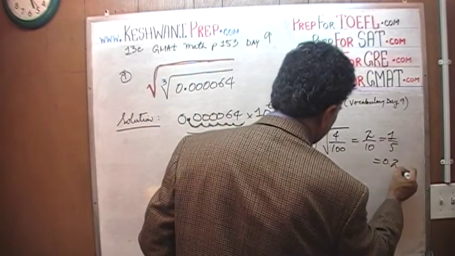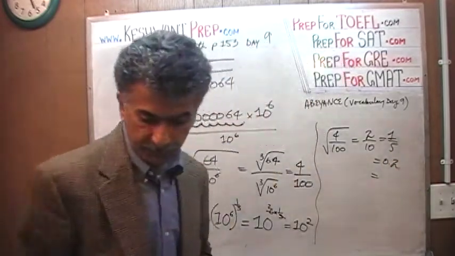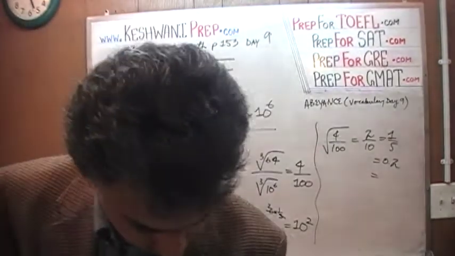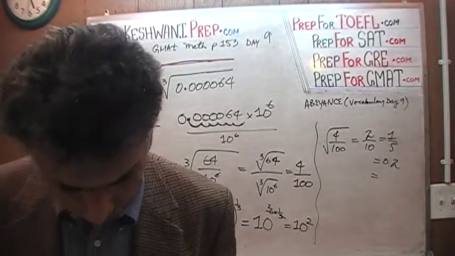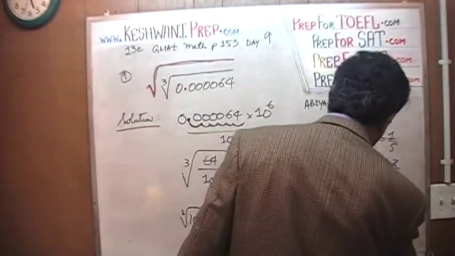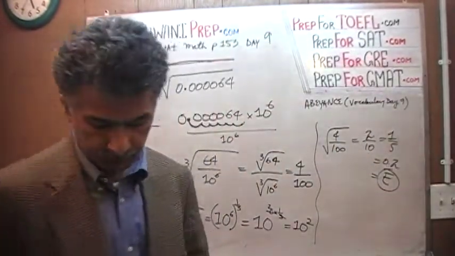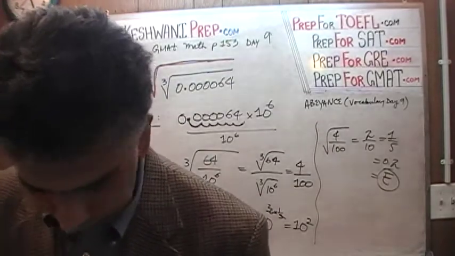How are they giving the answers, decimals, fractions? That's it, 0.2, answer is E. That's all there is. Nothing to worry about.